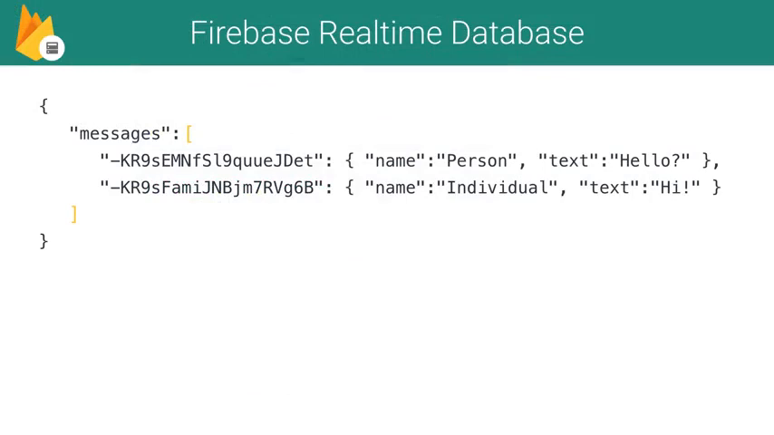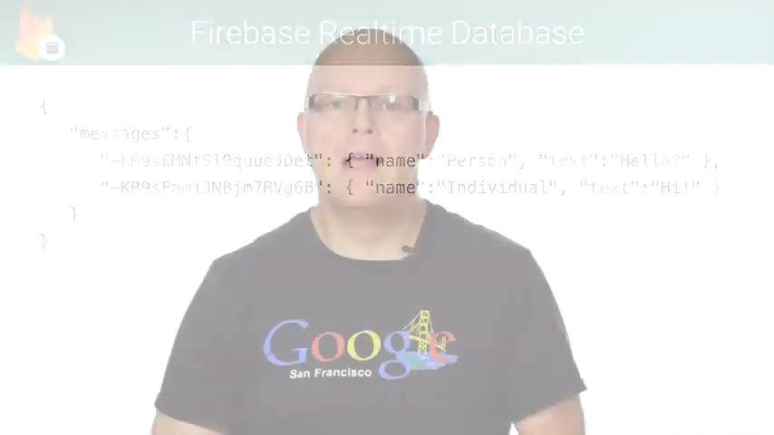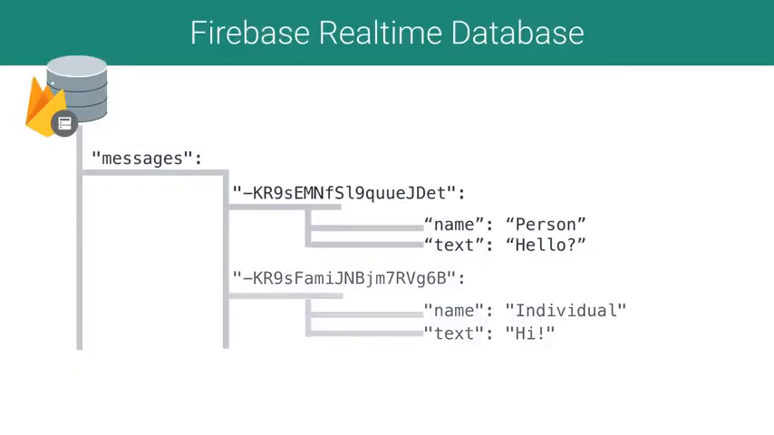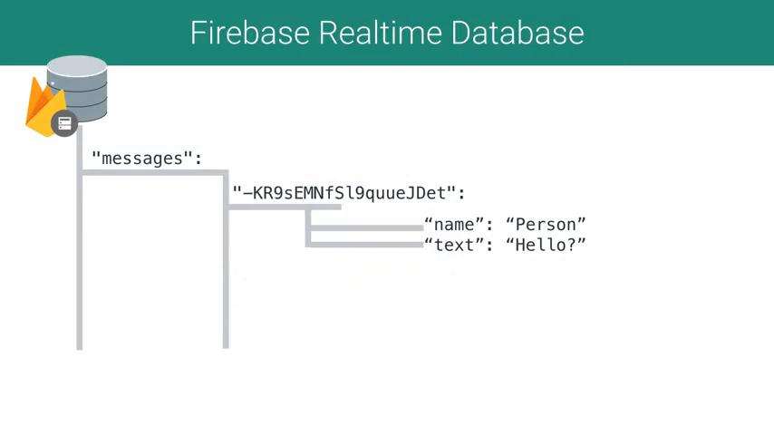JSON also supports arrays in square brackets. But arrays are not recommended in the Firebase real-time database. Only JSON dictionaries are. Let's go over a few more terms that are good to know when we work with the real-time database. We'll focus on one message here, for the sake of explanation.